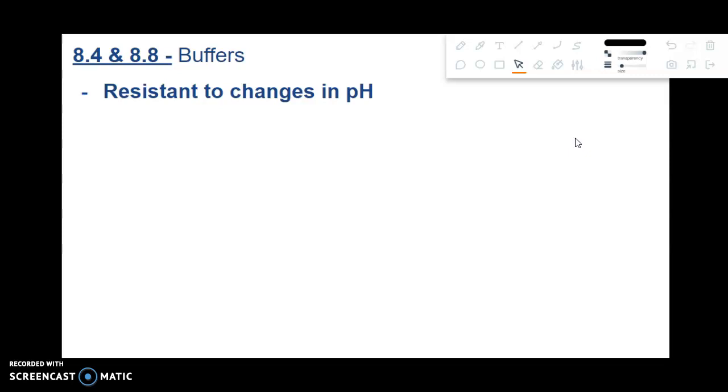So if you have a solution that's not a buffer, adding acid is going to dramatically drop the pH, and adding base is going to dramatically increase the pH. Well, a buffer solution is something where you can add acid or base, and it's going to resist dramatic changes in pH.